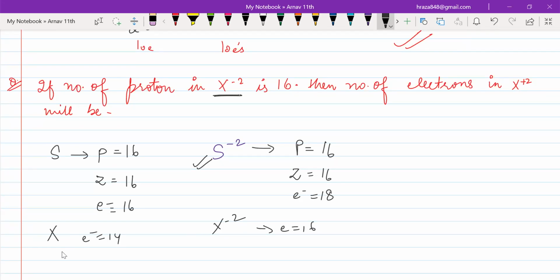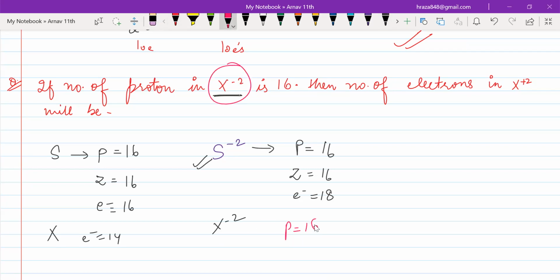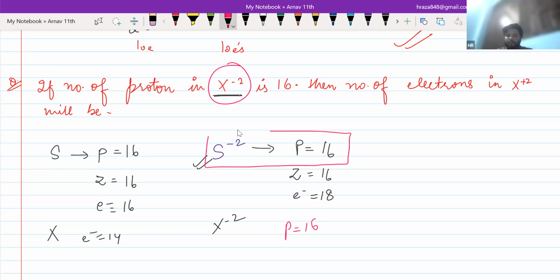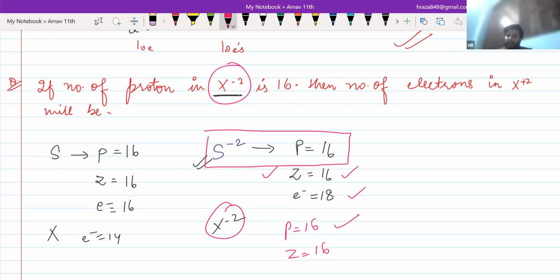How can it be? Yes, sir, because in X minus 2, we have 16 electrons over there, right? No, it wasn't given. You said that electrons equals 16. What is given in the question is that protons is 16. I gave you the same question and I told you proton is 16. Tell me the atomic number. You told me 16 and electrons is 18. Yes or no? Yes, sir. And here proton is 16, then Z is also equal to 16, and the number of electrons will be 18 or not? Yes, sir.